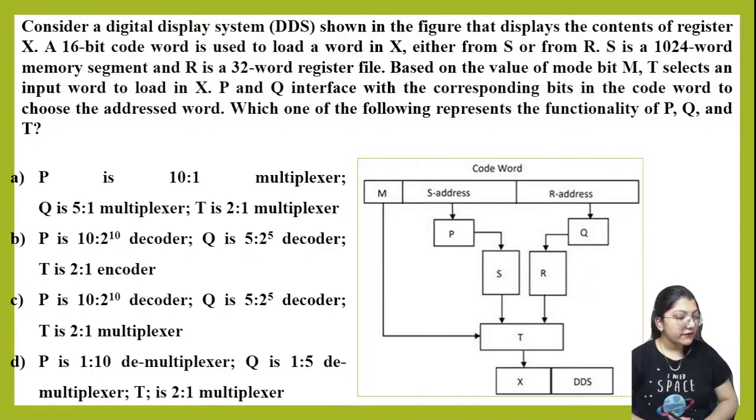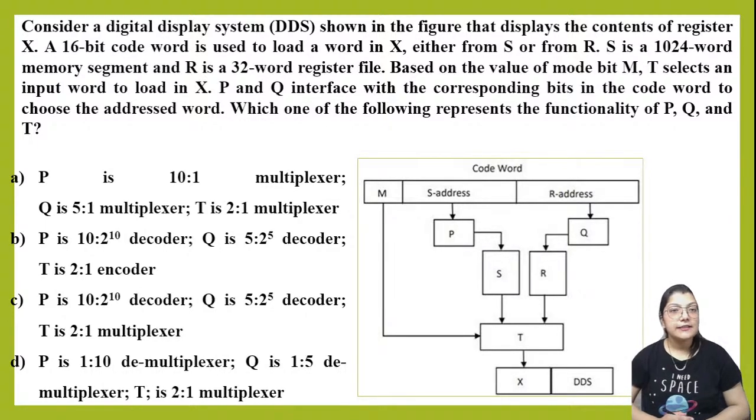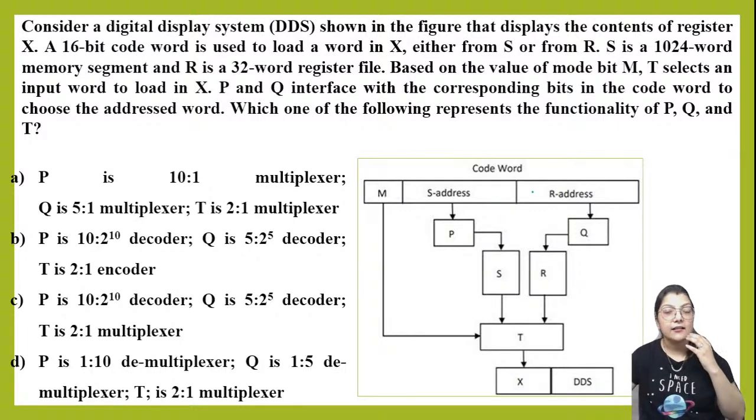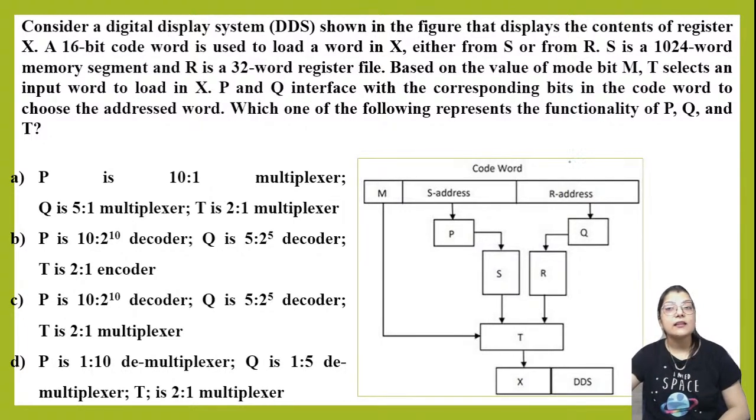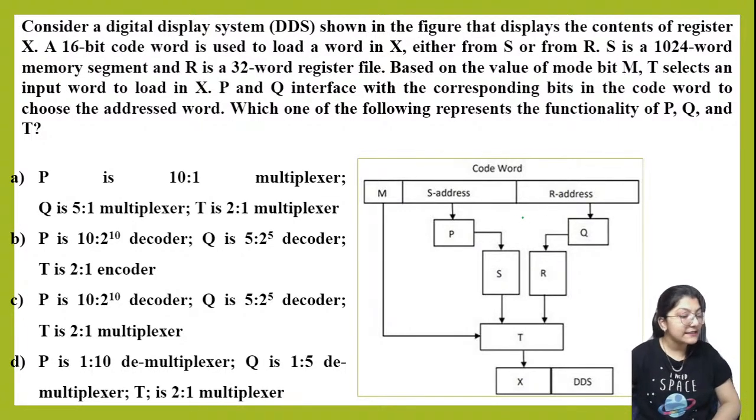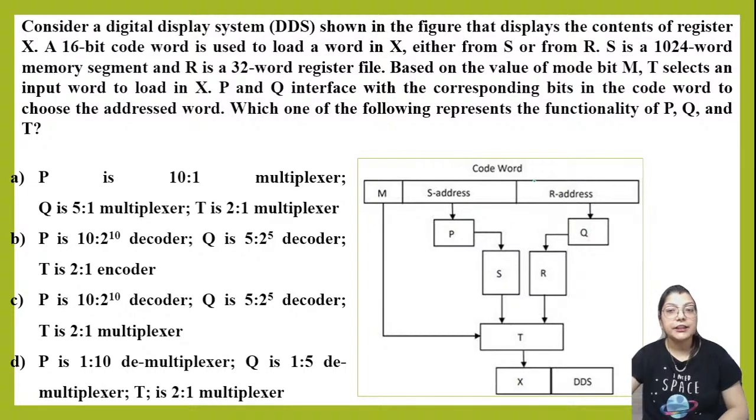Try this, everyone. Consider a digital display system shown in the figure that displays the contents of register X. A 16-bit code word is used to load a word in X either from S or from R. So basically we have two addresses, S and R. S is a 1024 word memory segment and R is a 32 word register file.